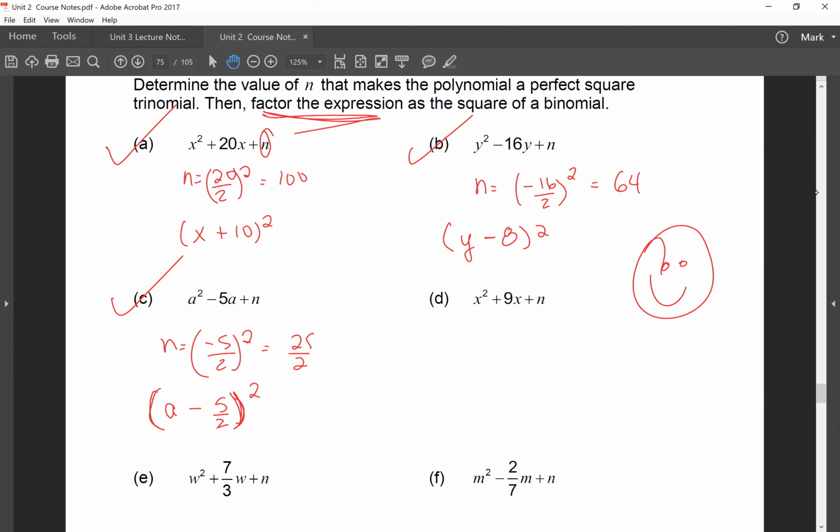If it's a number like 5 where you can't divide it by 2 evenly, you use the fractional form. You could use a decimal here. You could say 2.5, but I wouldn't use a decimal. I would just say 5 over 2.